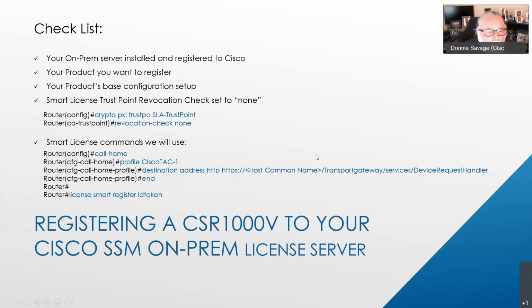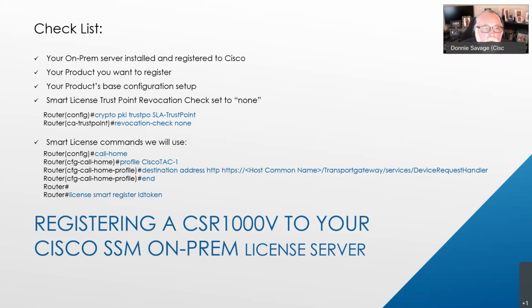In this demo, I'm going to show you how to register a Cisco Cloud Services 1000V router to your Cisco Smart Software Manager on-prem license server. The quick checklist for this is we need our on-prem license server set up, configured, and ready to go. We also want our product set up and pre-configured for connectivity, as we will not be covering this in the demo. We will be covering a couple of things that we'll need to look at.